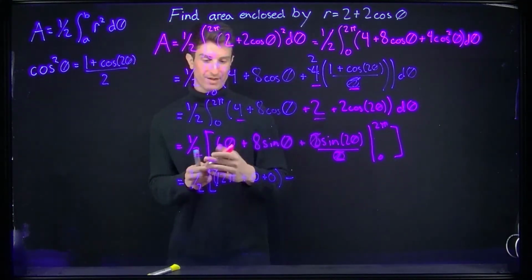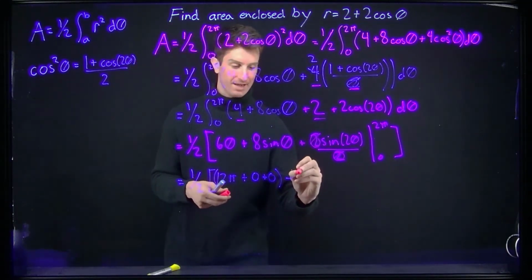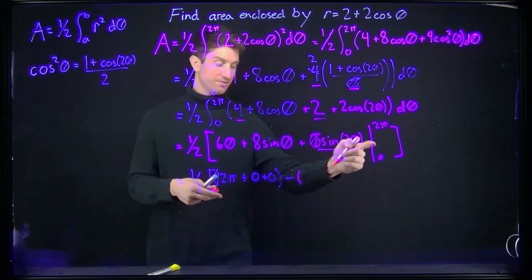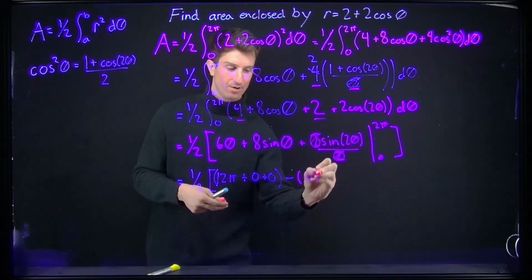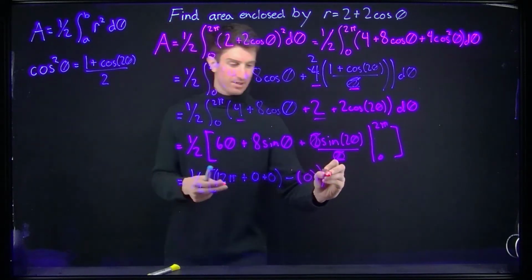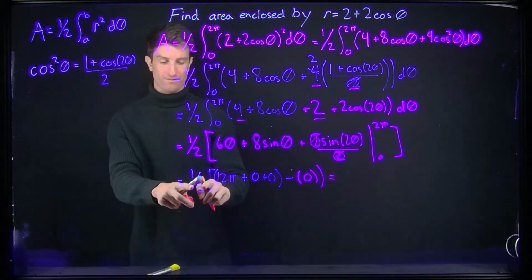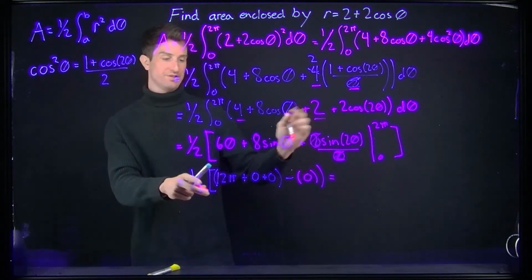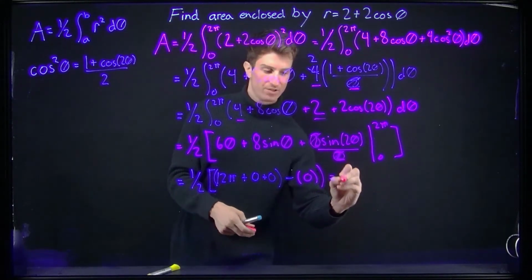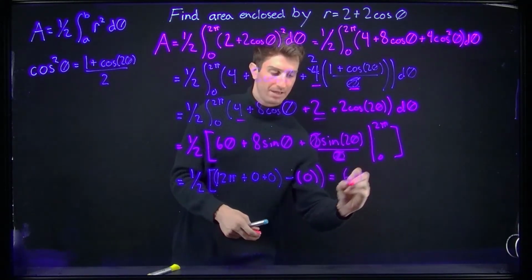We get all zeros, right? 6 times 0, 0. Sine of 0, 0. Sine of 0, 0. So this is just a giant 0. And so what we end up with is just 1/2 times the 12 pi, a bunch of zeros after that. And we just get a nice 6 pi, right, is our answer.